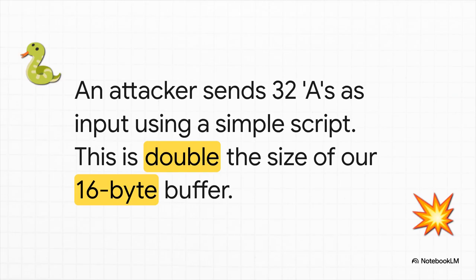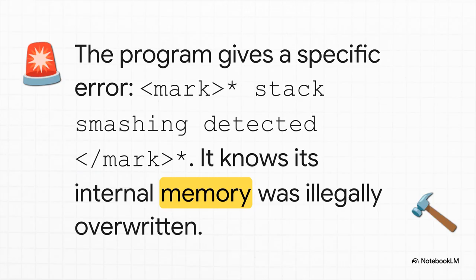Instead, they might use a simple script like this to send 32 A's as the input. That's double the size of our buffer. And boom, the program crashes. But it doesn't just die silently. It gives us this very specific, very angry error: stack smashing detected. The program itself figured out that its internal memory, the stack, was messed with. It was overwritten or smashed.